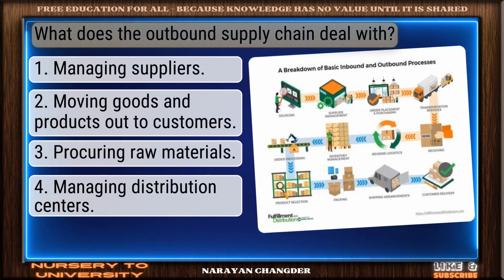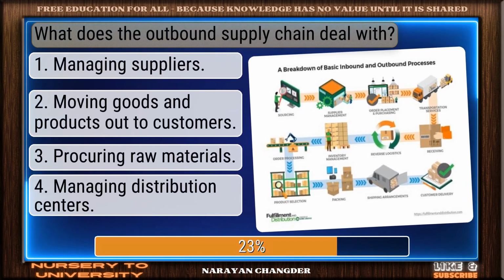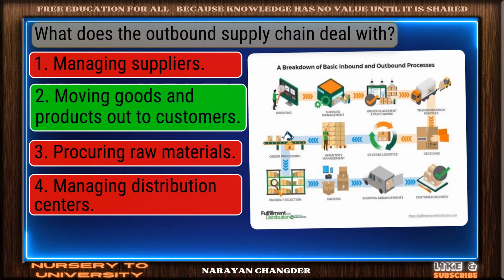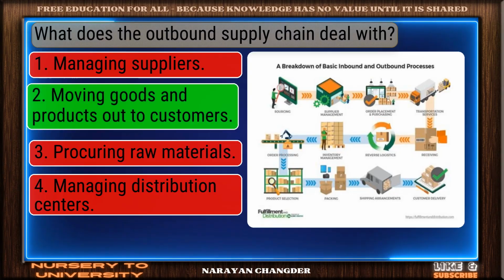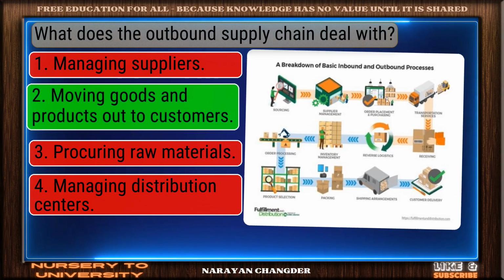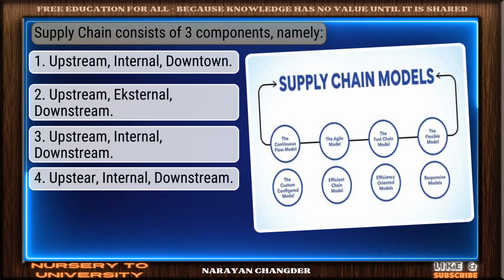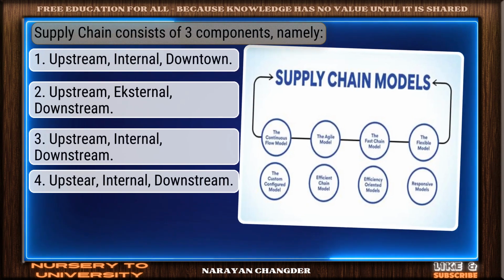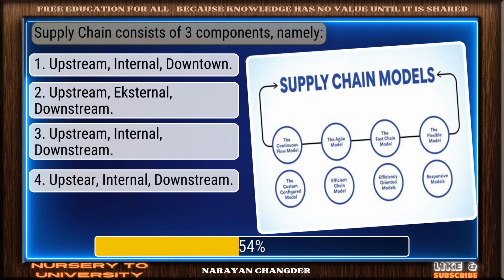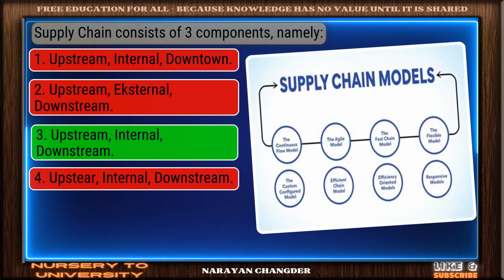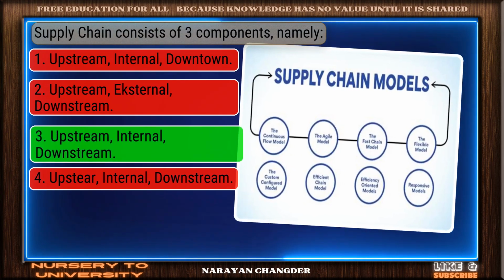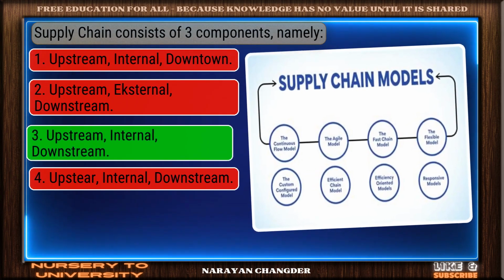What does the outbound supply chain deal with? Great thinking. Moving goods and products out to customers is the right choice. Supply chain consists of 3 components, namely: Nice selection. Upstream, internal, downstream is the correct and valid answer.